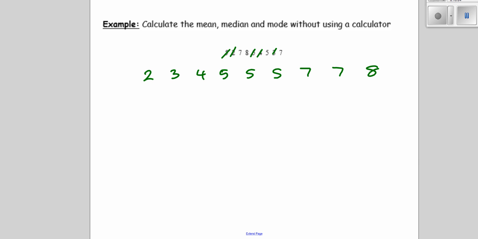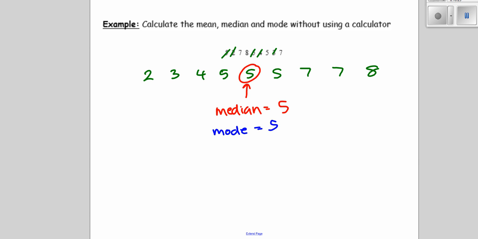So that's our median. You're allowed to have two modes? Yeah, in our course. You can have one mode or two modes. Can't have three modes. The median is five, yeah. Isn't it just five? If there's two modes, they say the data is bimodal.